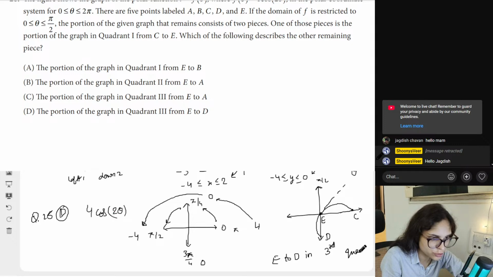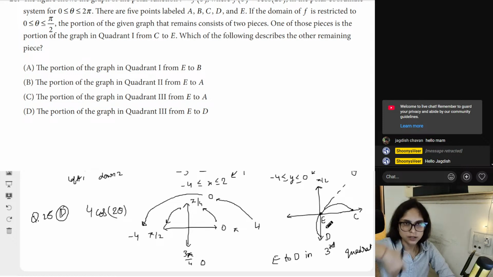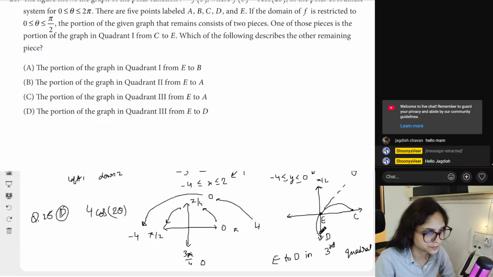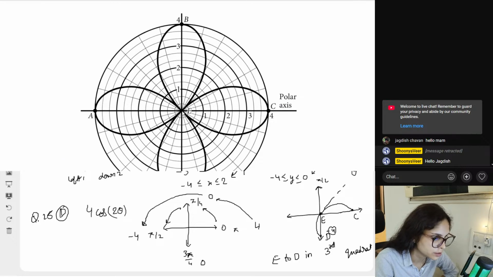So for pi over 2, you should go in the direction of pi over 2, but because the value is negative, you're changing the direction. So you're going in the negative direction. That is why it is going from E to D, because this value is negative. So you have to go from 0 to negative 4. And here you can see from 0 to negative 4, you're going from E to D.